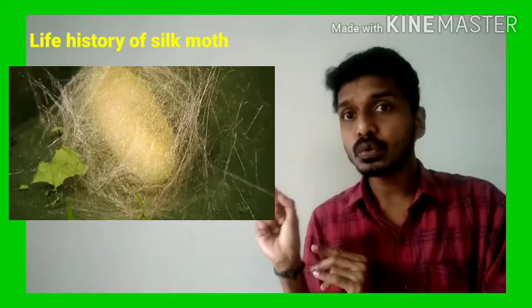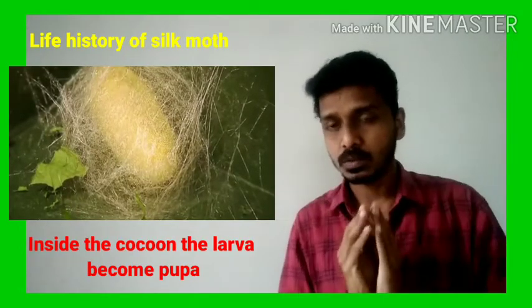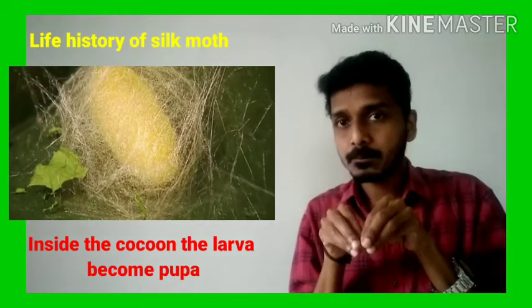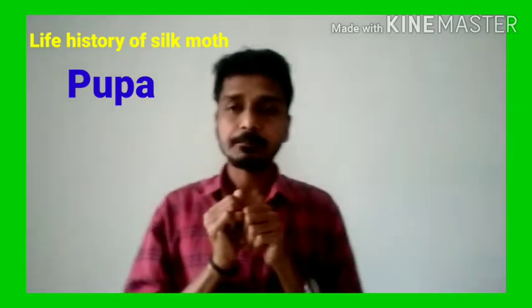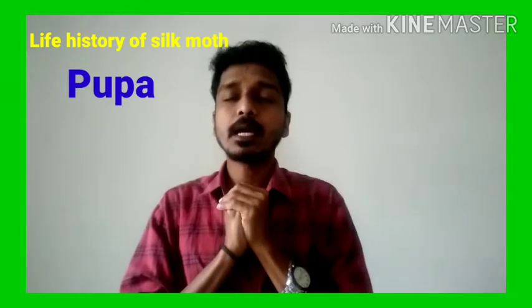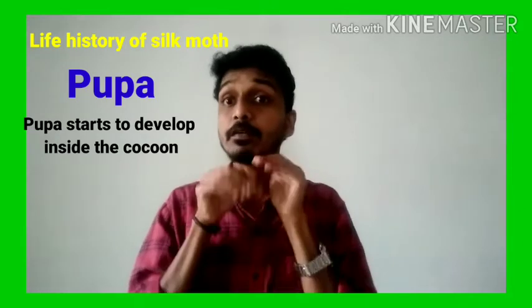Inside this cocoon you can see the pupa. Now the larva becomes a pupa inside the cocoon, right? Pupa. Clear? The pupa is an inactive form, and it starts to develop inside the cocoon.